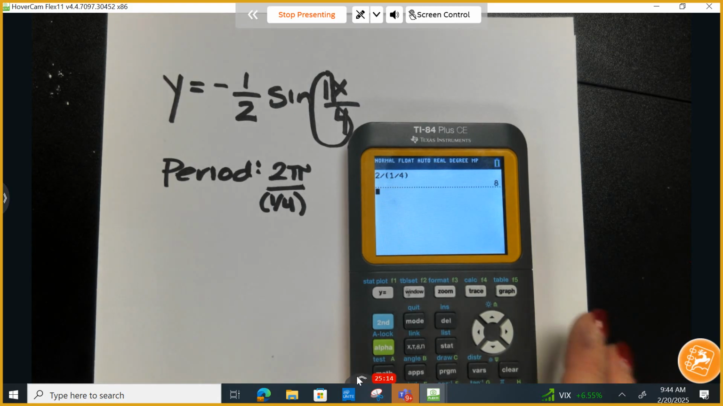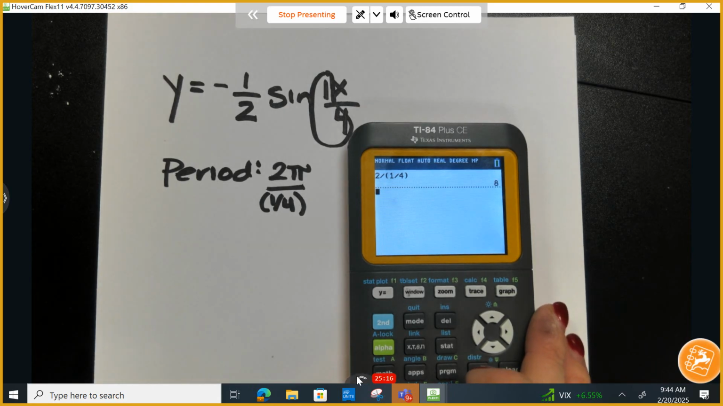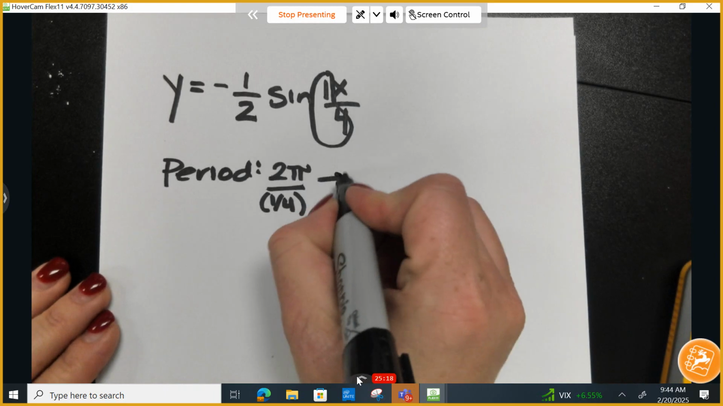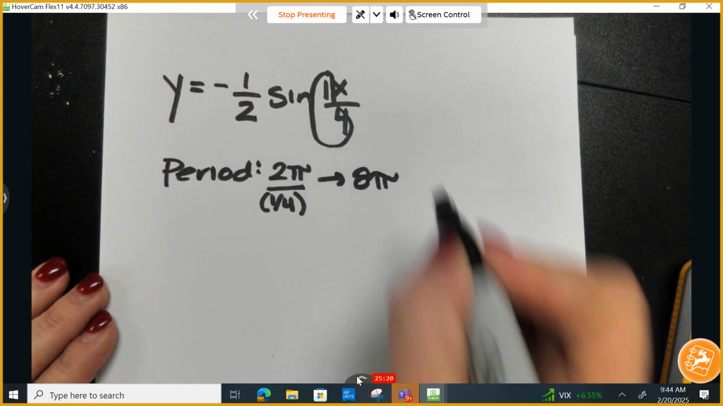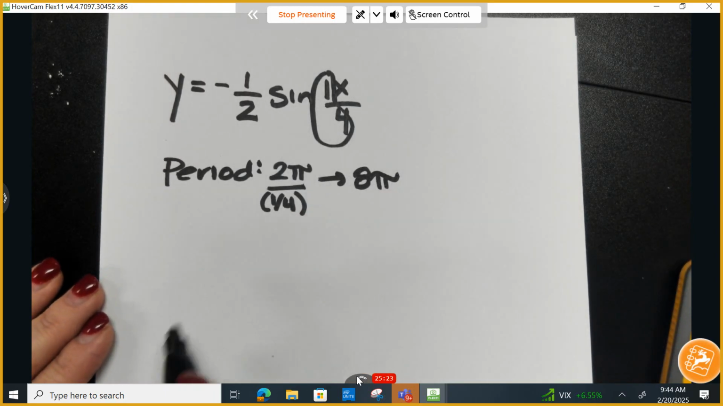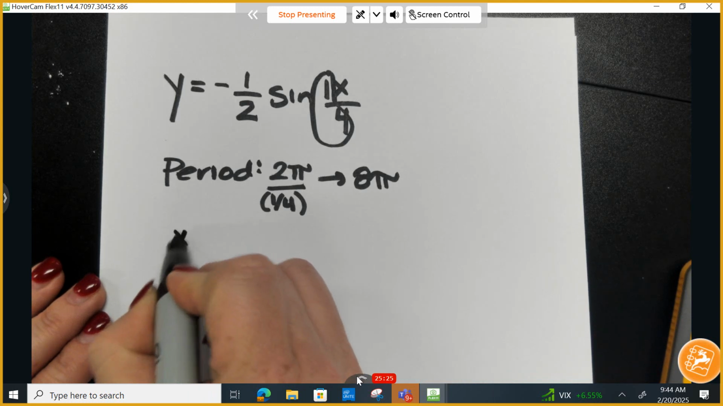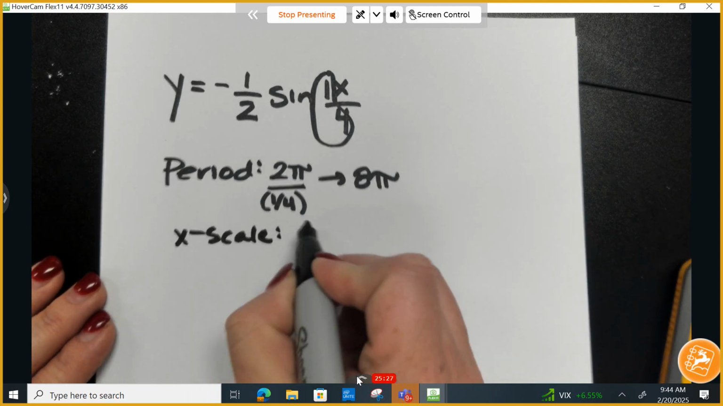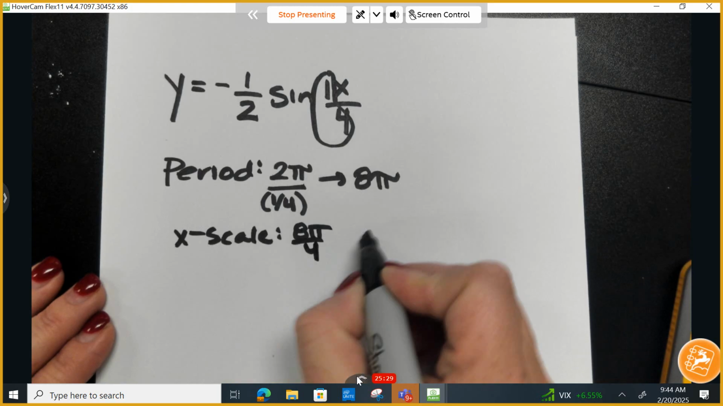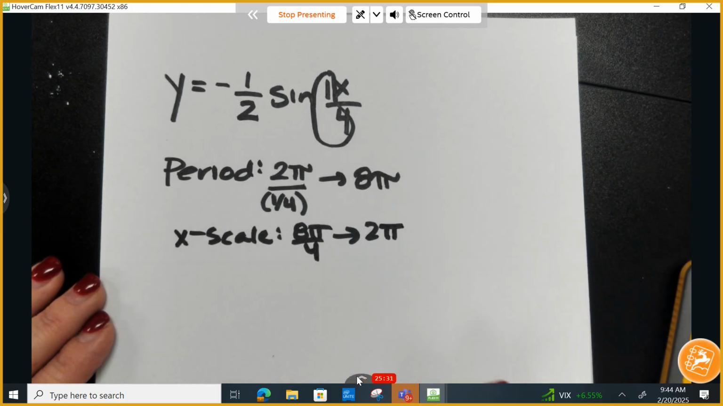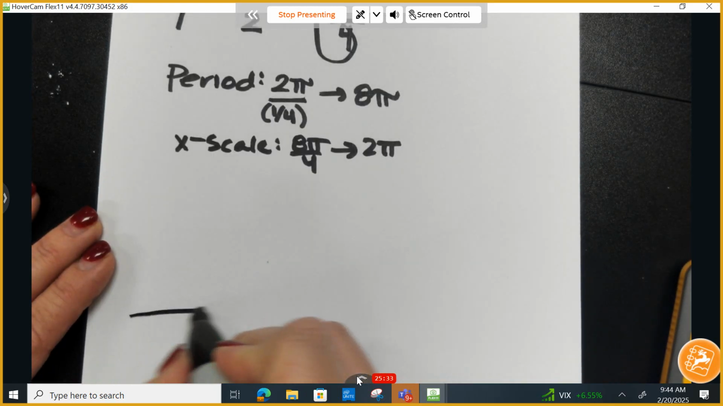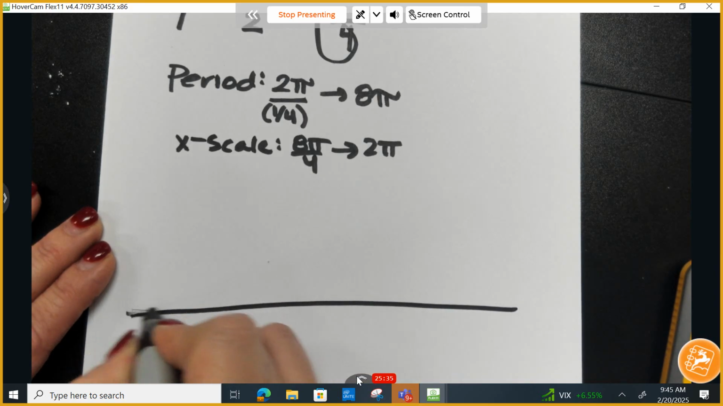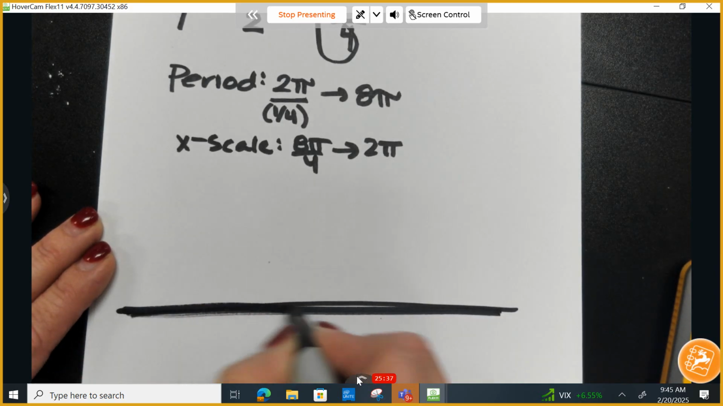The period is not 8. What do I still need to bring back in? The pi. So this has a period length of 8 pi. Let's look at the x scale. The x scale would be 8 pi divided by 4, which is 2 pi. This is going to be very easy to do. I wish I could draw a little bit straighter lines, but we're just going to go with it.